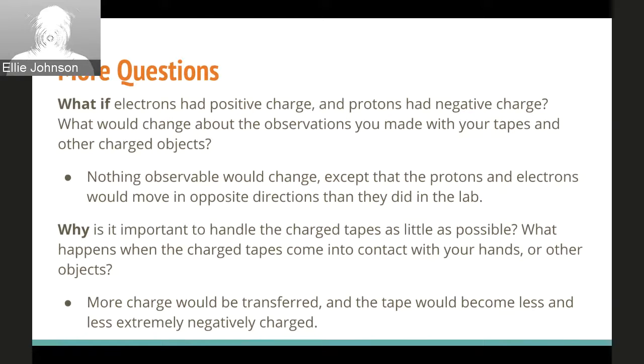And why is it important to handle the charged tapes as little as possible? And what happens when they come into contact with hands? When they come into contact with hands, more charge is transferred from one object to another, and the tape ends up becoming less and less extremely negatively charged. So therefore, less extreme effects happened when I would try to repel or attract different objects.